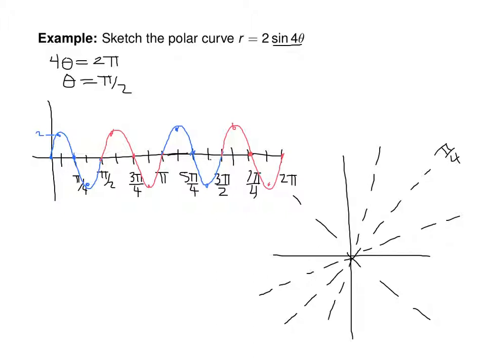This way, this way, and then that way. So this first one is pi eighths, and then pi quarters, and then 3 pi eighths, etc. Alright, now when we start, do this color, we start at the origin, and by pi eighths we're at 2. So start at the origin, by pi eighths my radius is 2. And then as I approach pi quarters, my radius goes down to 0.